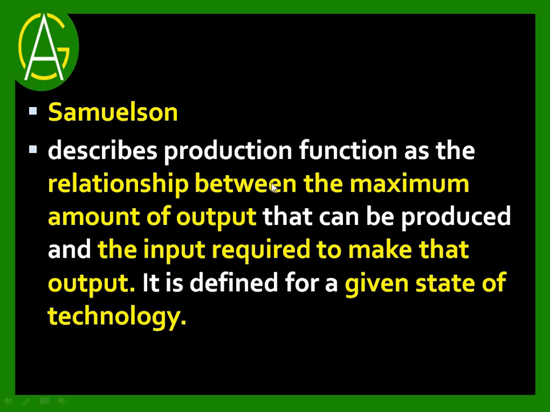Now according to Samuelson, what do we mean by production function? According to Samuelson, production function is the relationship between the maximum amount of output that can be produced and the input required to make that output. Again it is the same thing: input required to make that output and maximum amount of output. So it is a relationship between input and maximum amount of output. This is known as production function, but again it is given state of technology. Given state of technology means technology must remain fixed during the production function.